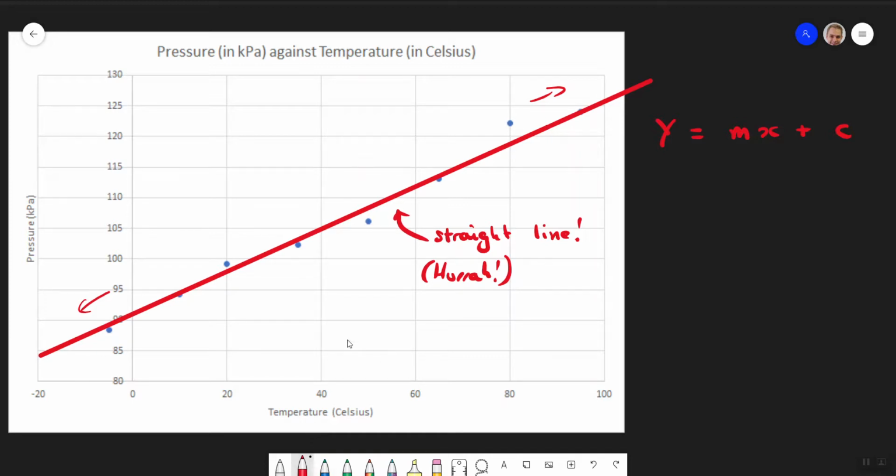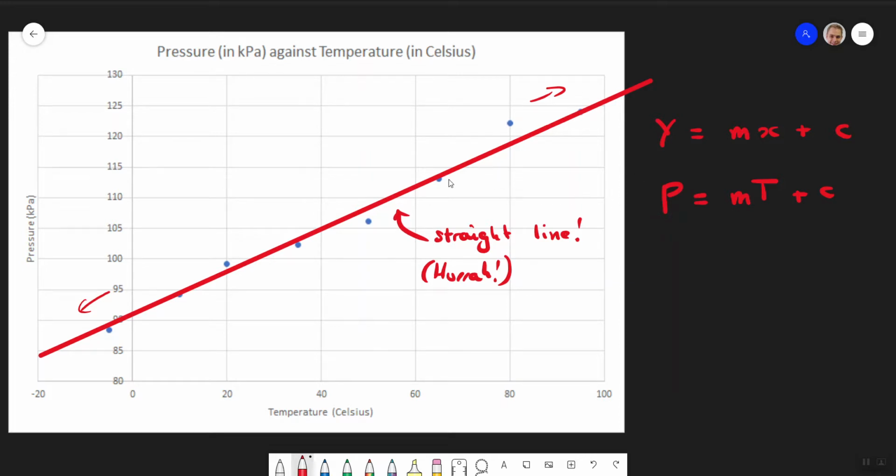And actually, we know that our y is pressure and our x is temperature. So we might say that our pressure is equal to m, which is our gradient, times temperature, plus the intercept, which is somewhere around there, so 90 something. And that might allow you to consider something. Unlike in maths, where there are just variables, a y and an x, these things represent something. And this y value represents pressure.